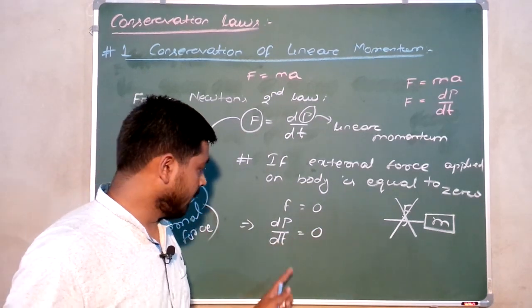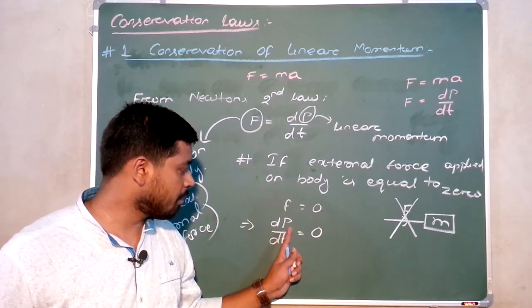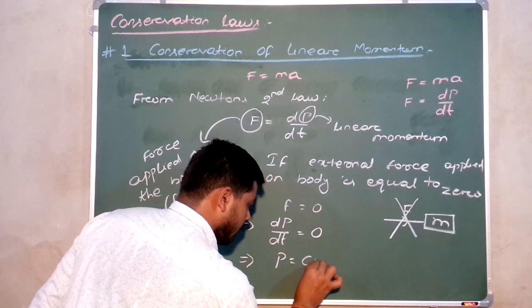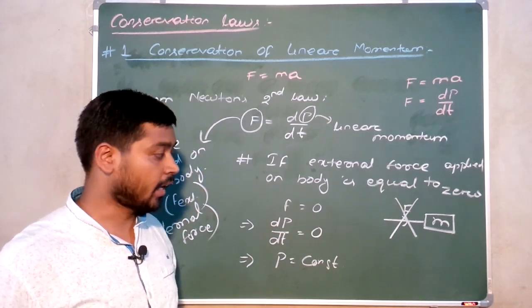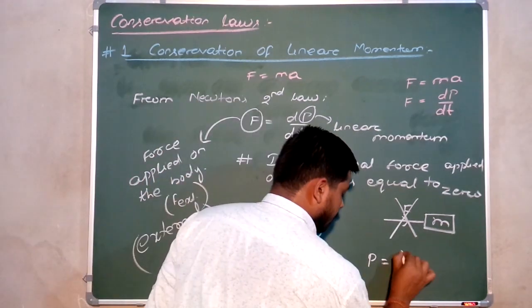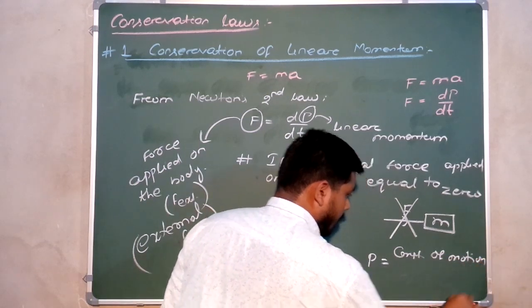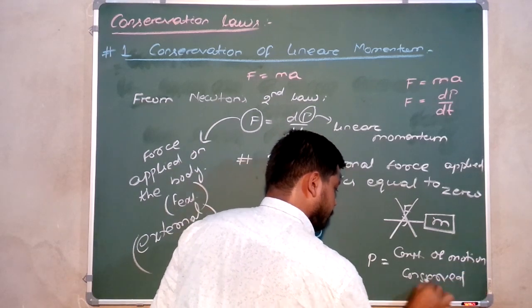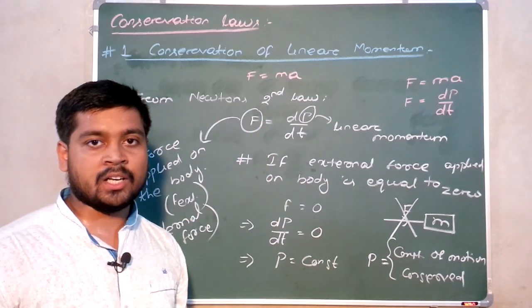Derivative is equal to 0. That means P must be constant. That implies P equal to constant. What is P? P is the linear momentum. Here you can say P is a constant of motion, or conserved. This is all about conservation of linear momentum.